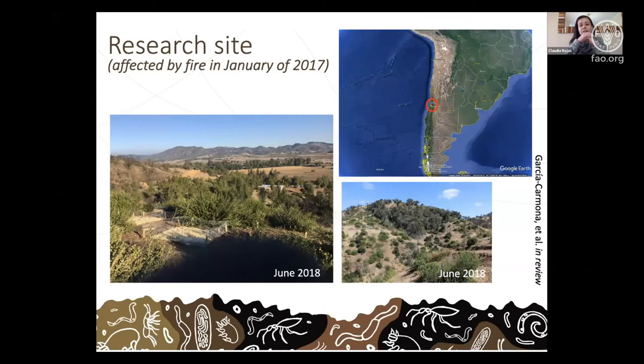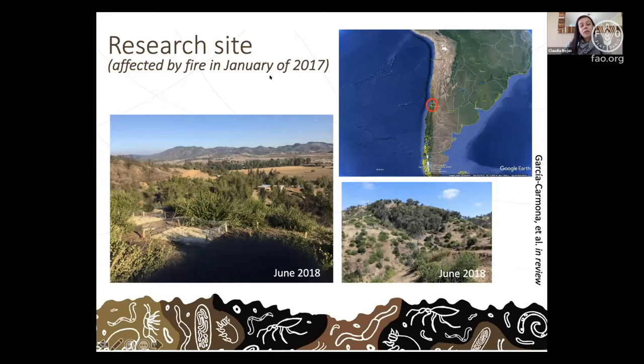So this mega fire, as we named it, occurred particularly in central Chile, which is an area with a Mediterranean climate. This biome is one of the five Mediterranean biomes on Earth, and it is really important in terms of biodiversity and the endemism that we see in this area. The research that we conducted was in one of the three main administrative regions that was affected by the fires occurring in January of 2017, which coincides with the summer here in Chile in the Southern Hemisphere.